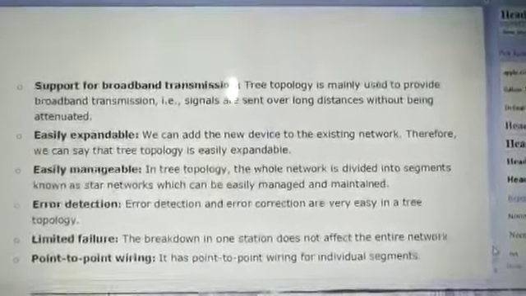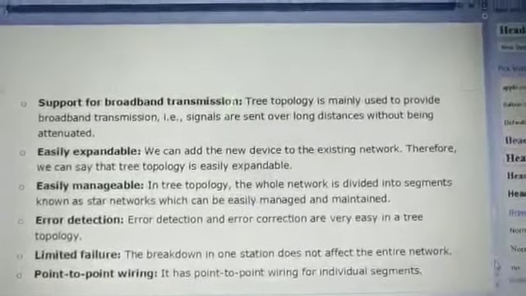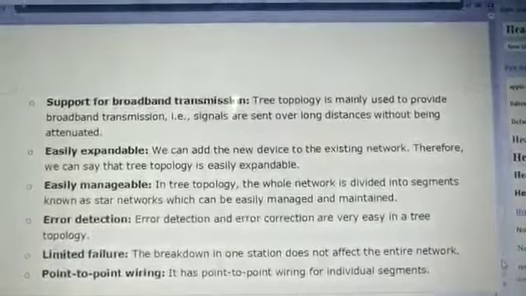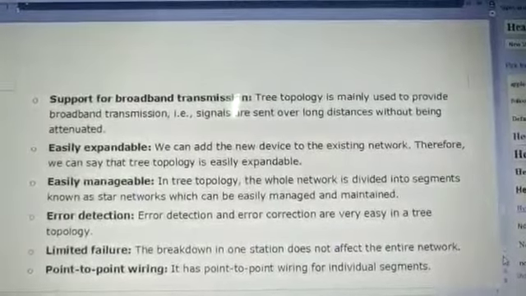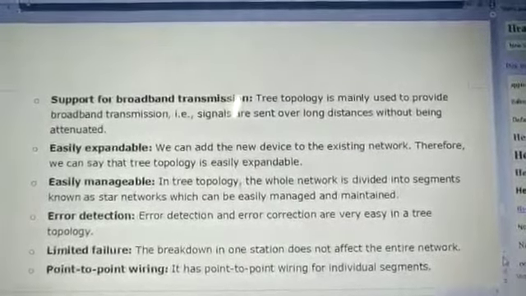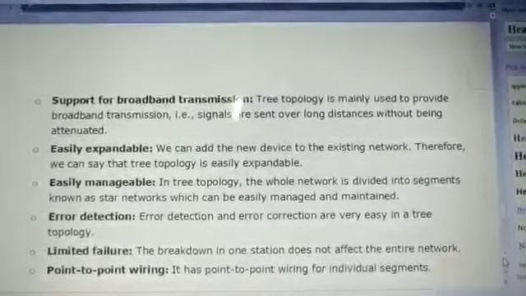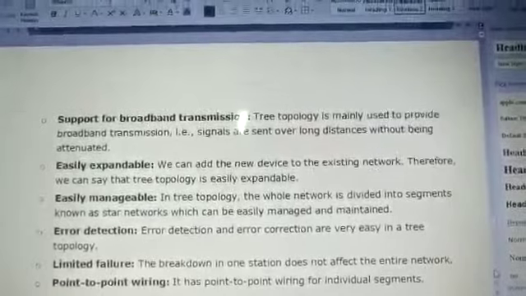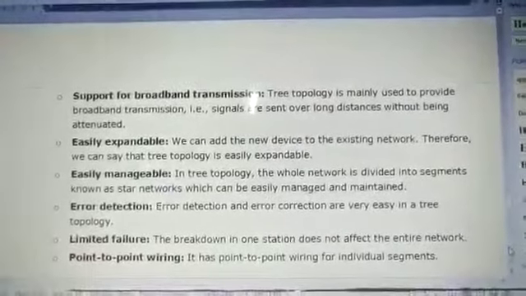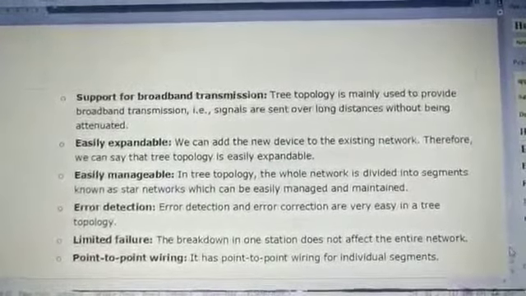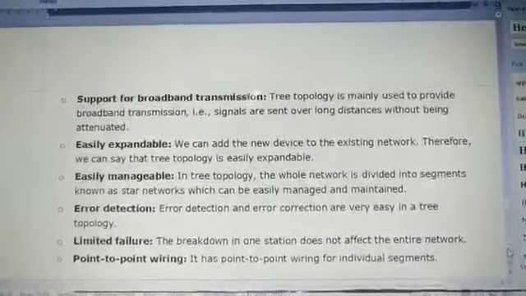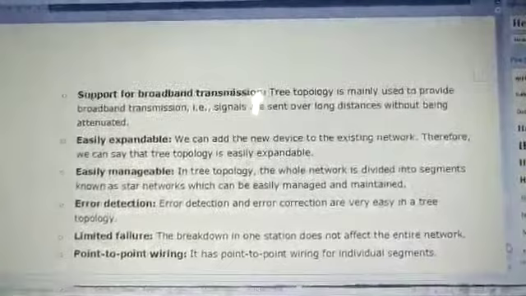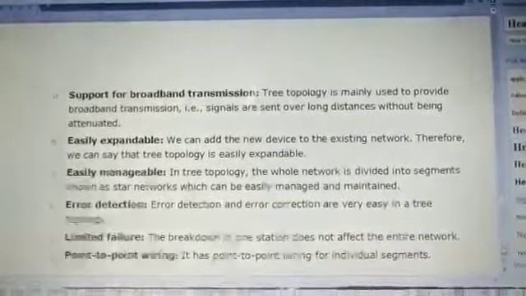Now, the next one is easily manageable. In tree topology, the networks are divided into segments known as star networks, which can be easily maintained and managed. We are not managing it as a whole, because we have split it into different star topologies and then manage them. So it becomes easily manageable.